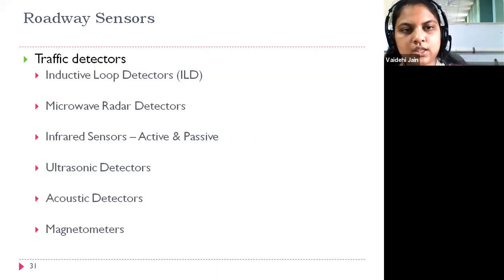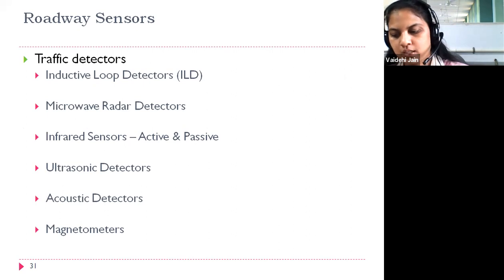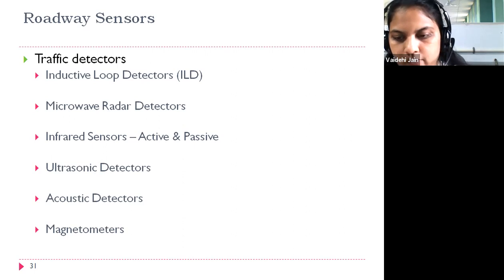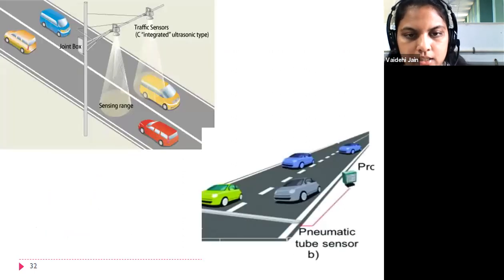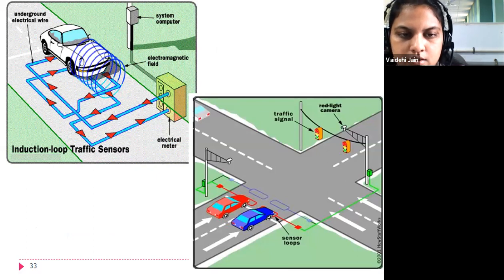So here are some sensors. The inductive loop detectors. An inductive loop detector is a type of sensor which is installed beneath the pavement. By that sensor, if a vehicle is coming, here is the image of an induction loop traffic sensor. The blue lines with the red markings are a sensor network which is beneath the pavement.